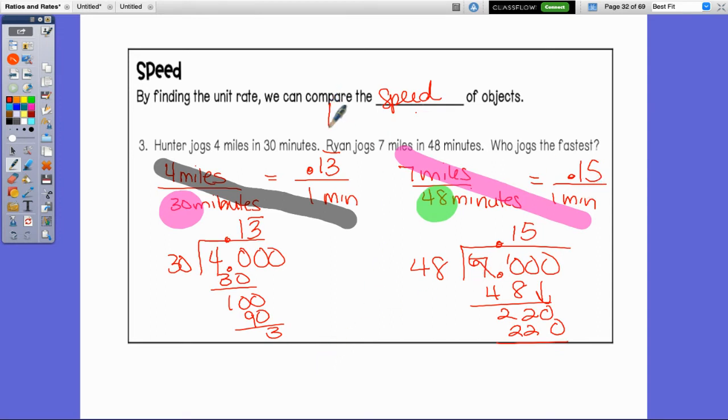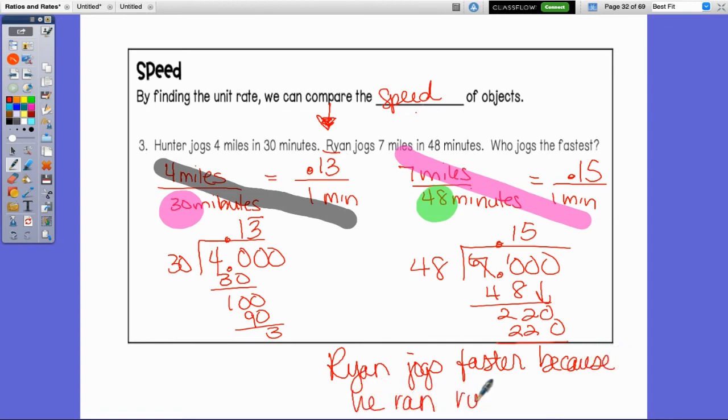Now, if you said Hunter, I have a little question for you. Who's running faster? Somebody who ran 0.13 of a mile or somebody who ran 0.15 of a mile? Be careful, because when you're running, it's how far you're going. So Ryan runs faster, or jogs faster, because he ran further than Hunter.